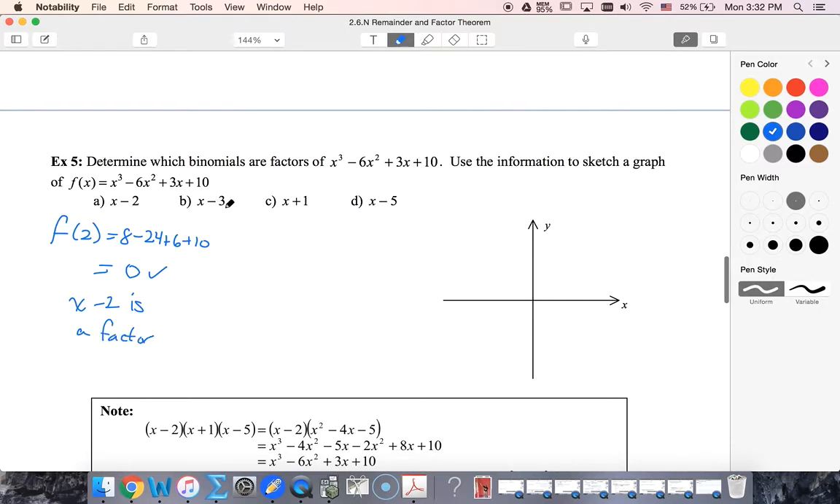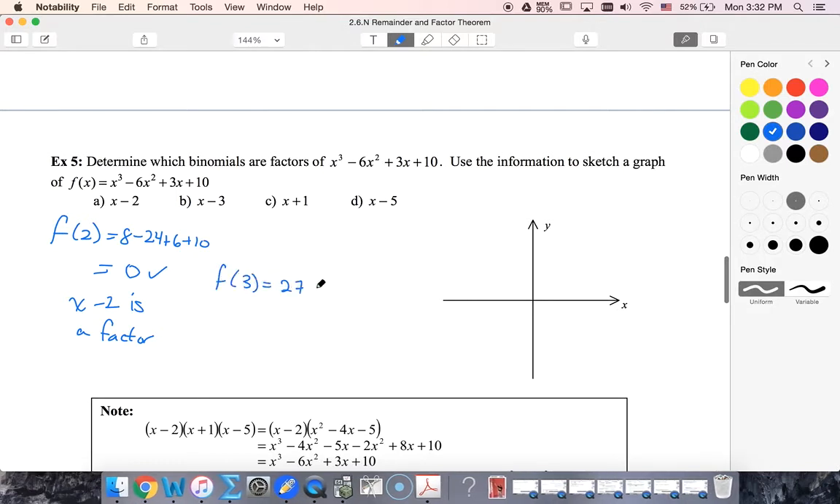All right, if I put in 3, so f of 3 is going to be 27 minus 6 times 9, which is 54, plus 9 plus 10, and 19 definitely does not equal 0. So x minus 3 is not a factor. f of negative 1, let's see what we're going to get here. Negative 1 minus 6 minus 3 plus 10, that does equal 0. So x plus 1 is a factor.